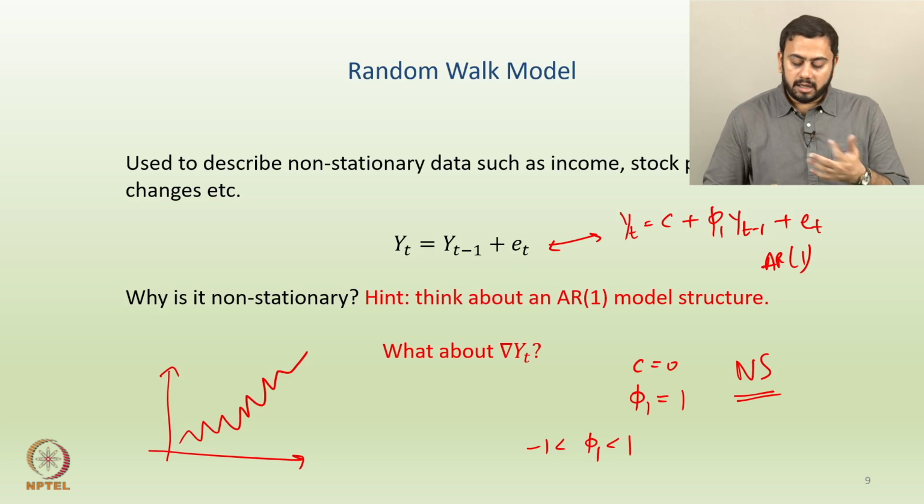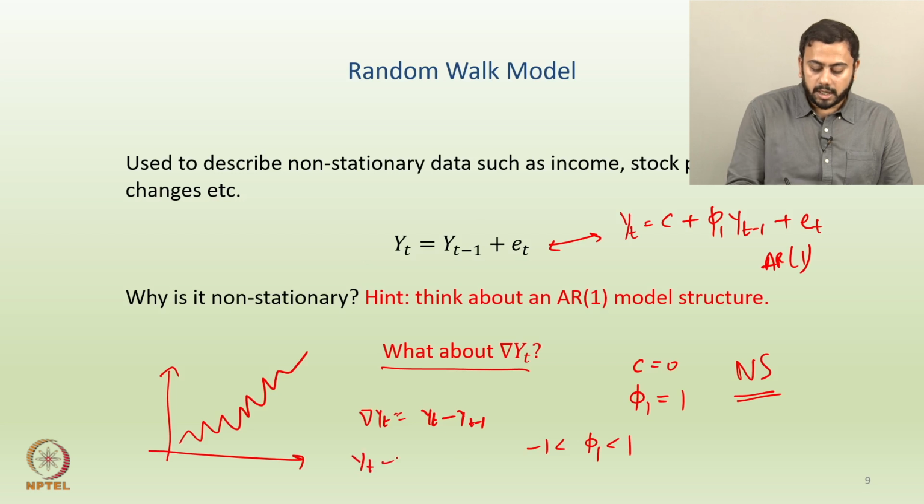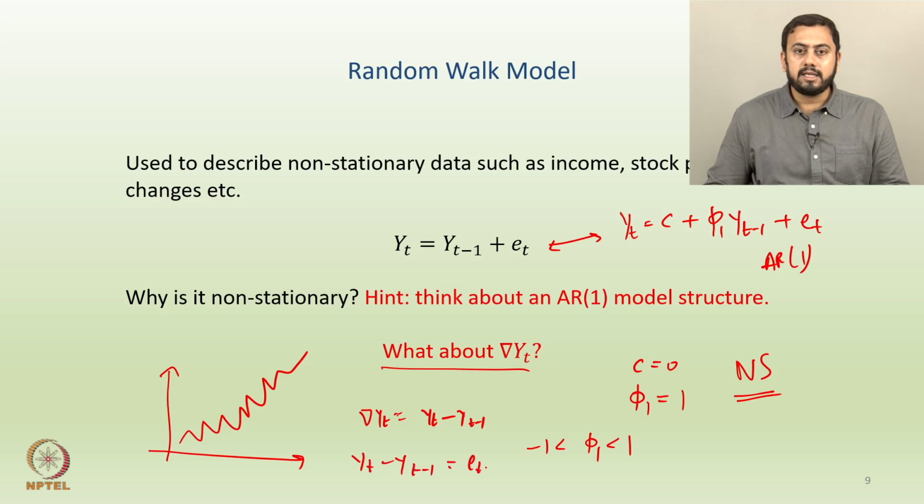Now, one evident question is, what about nabla yt? So we will see what happens. Nabla yt is nothing but yt minus yt minus 1. Again, if you come back to this random walk structure, yt minus yt minus 1 is nothing but et, and et is entirely stationary, because et is a random error or a white noise kind of term. So, nabla yt happens to be stationary, but yt itself, being a random walk, is not stationary.